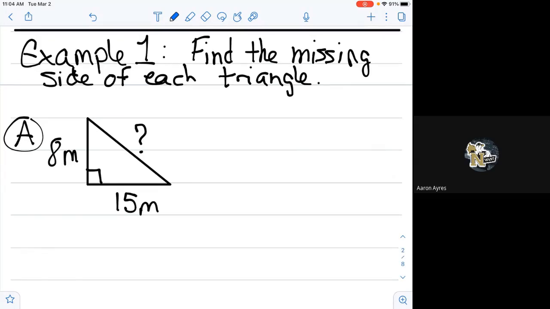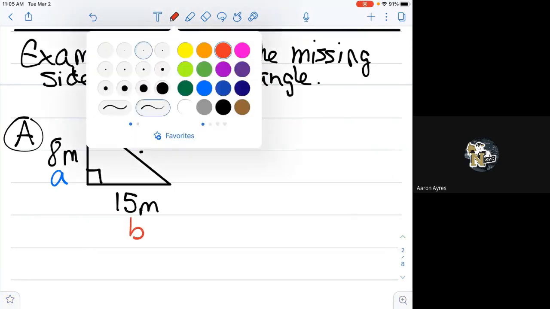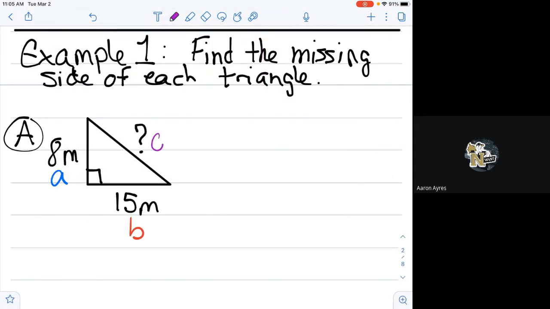So, let's get some letters assigned to these. Lily, 8 meters. You want to make that side A or side B? A. Okay, so make this one side A. Well, that's 15, so that one will be side B. That means that the question mark is side C. Everybody good with that?